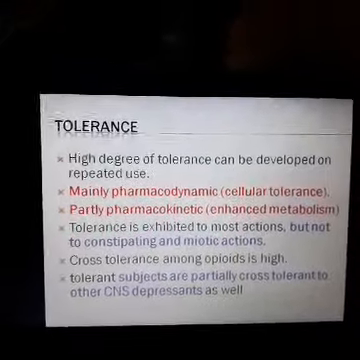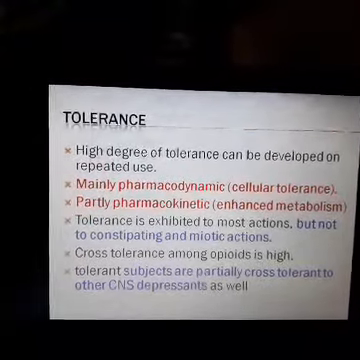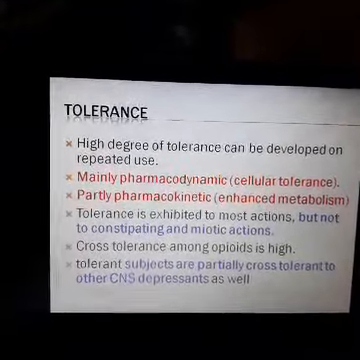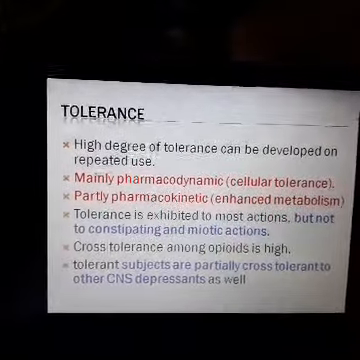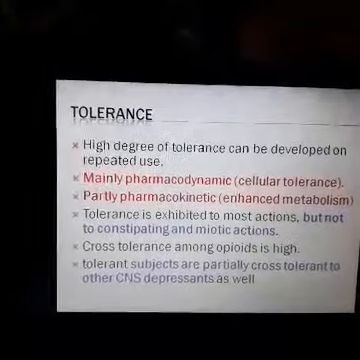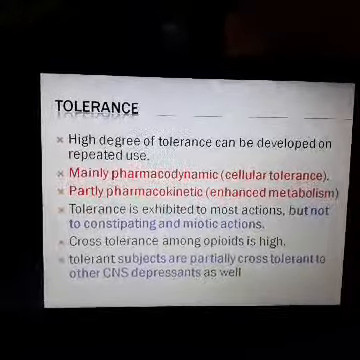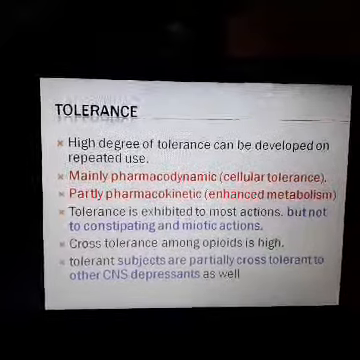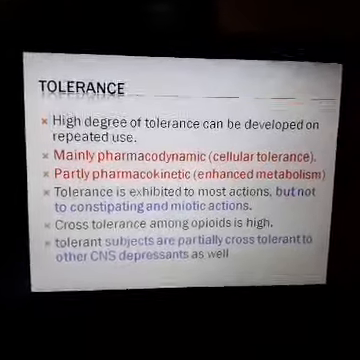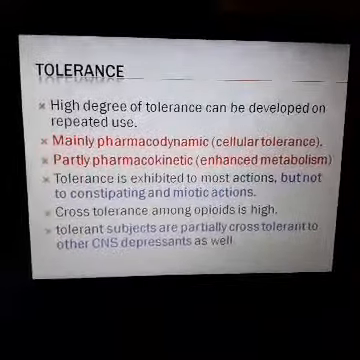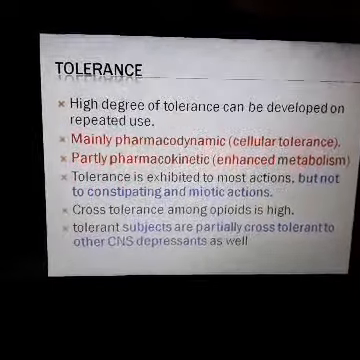That means if a patient is already on some other CNS depressant and is given morphine or other opioids, then he or she may require a higher dose because of this cross tolerance. That means an alcoholic patient, if given morphine, the dose which produces analgesia in normal subjects will be higher for the alcoholic because of this cross tolerance. So remember, opioids show cross tolerance with other CNS depressants as well as between themselves.